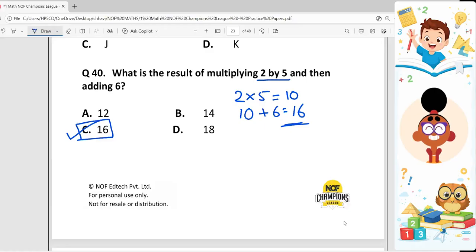So here ends our first sample paper. Actually, this is the second sample paper of class first.